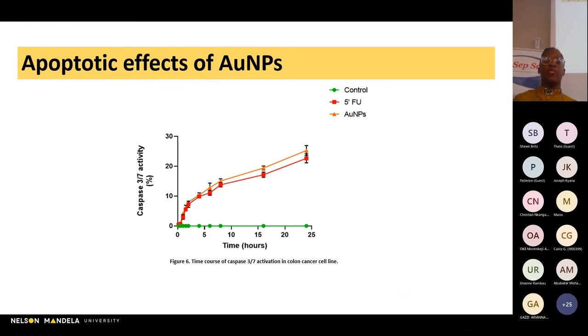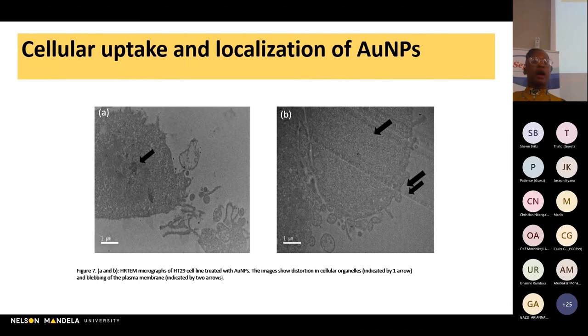And then the next step was to check the cellular uptake and the localization of the gold nanoparticles within the cell. It is very important to know how these gold nanoparticles interact with the cell. Do they attack the nucleus? Do they react with the nucleus, endoplasmic reticulum, or the ribosomes? Or the mitochondria? You need to know where the nanoparticles work inside the cell. So we treated the cells with gold nanoparticles, and then we embedded them for HRTEM analysis.